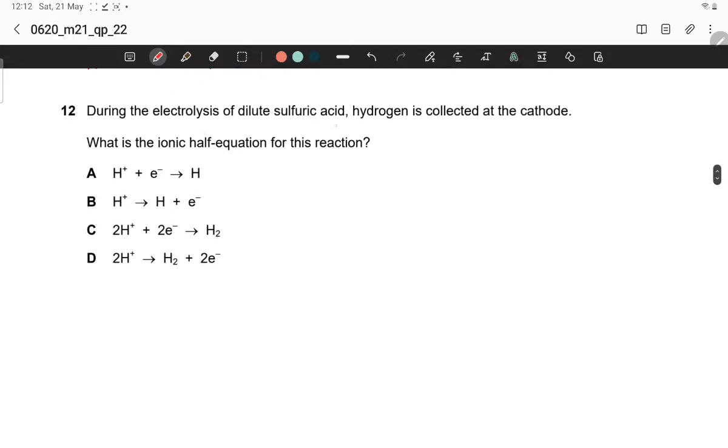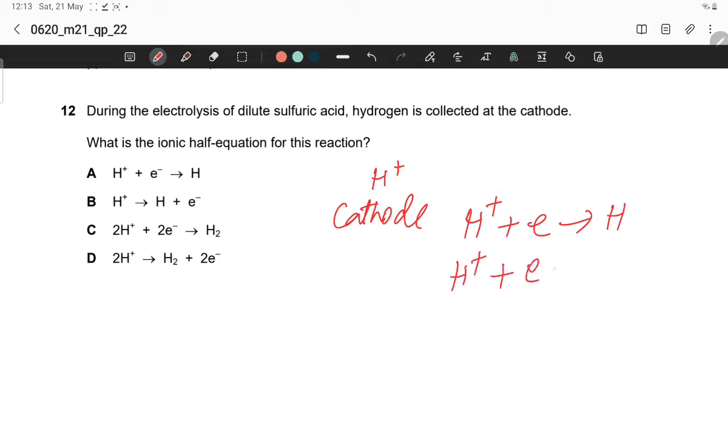During electrolysis of dilute sulfuric acid, hydrogen is collected at the cathode. What is the ionic half equation for this reaction? Ionic half equation at cathode: hydrogen ion discharges at the cathode, hydrogen ion plus electron forms hydrogen atom, another hydrogen ion forms hydrogen. So we can write this reaction as 2H+ plus 2 electrons to form H2.